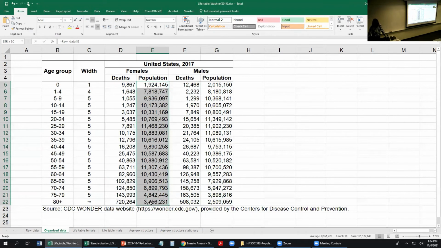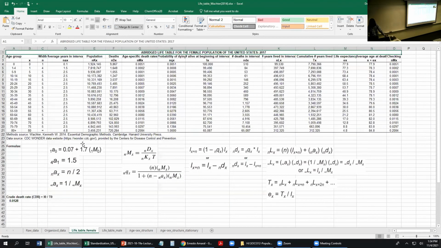This population, when we get it from these data sources, is usually considered at the mid of the period. So if we divide the deaths in this column by this one, we get the rate, because the population is at the mid of the period. So let's use this data here to estimate a life table for women, and this data here to estimate the life table for men. Life table for women.